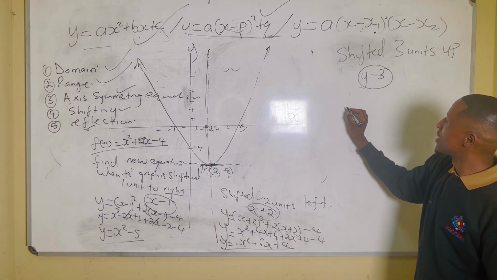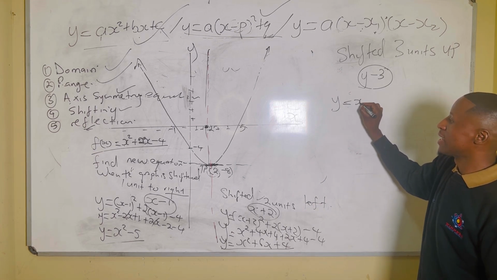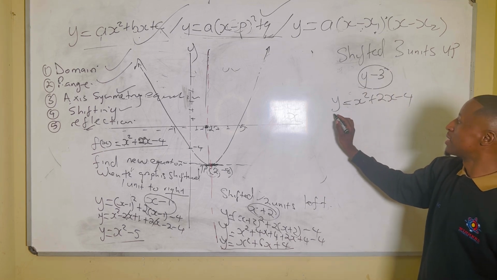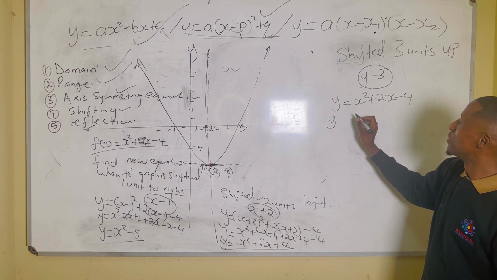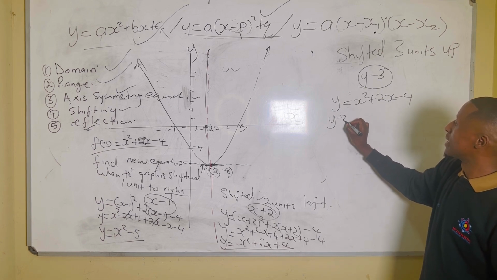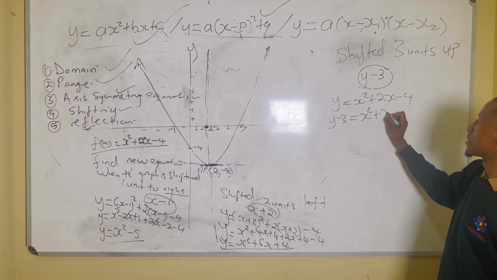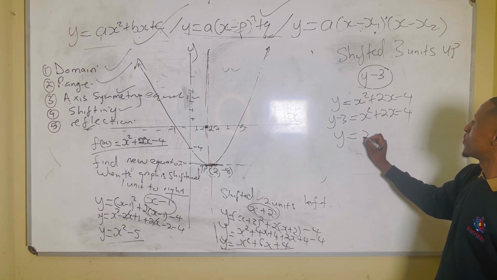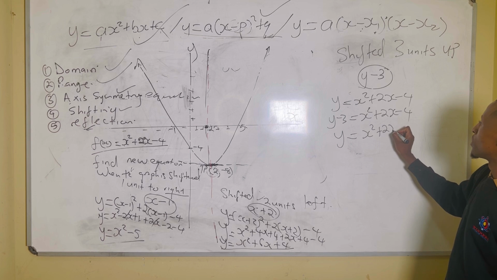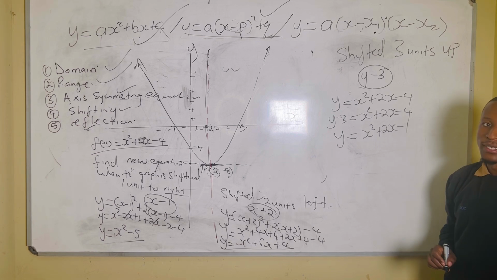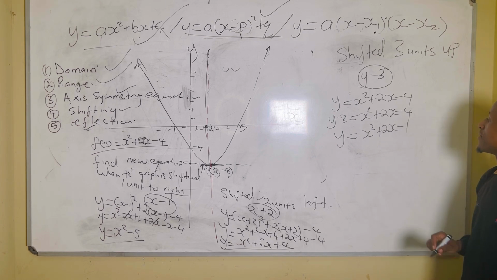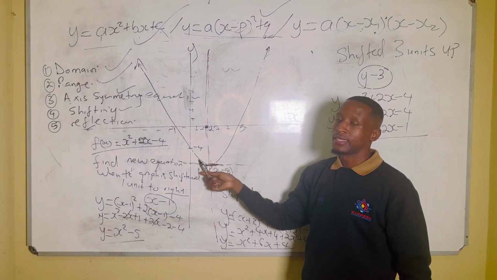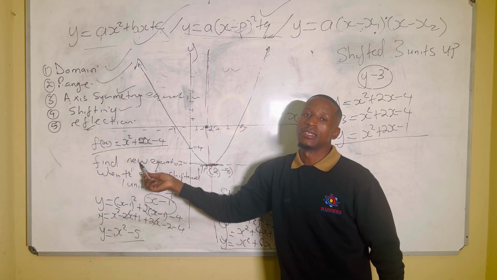So your equation was given by y equals x squared plus 2x minus 4. Let's substitute where there is y. So your (y minus 3) equals x squared plus 2x minus 4. If you transpose, your y will end up becoming x squared plus 2x minus 1. So never mind, this will be a new equation. Remember I said this equation doesn't represent this graph. I just used it as an example.